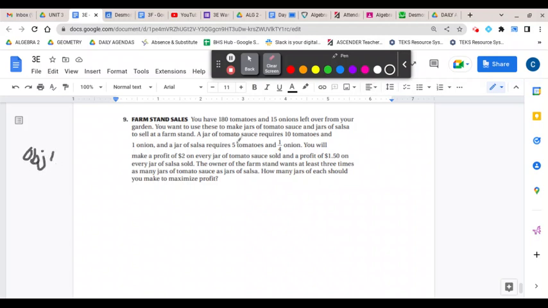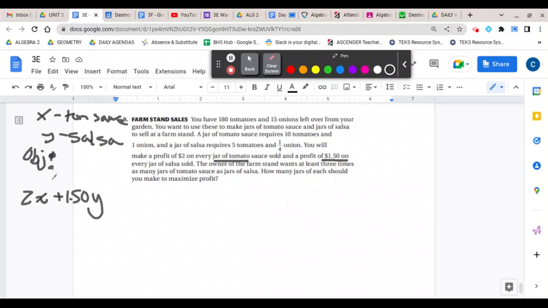Our objective function is profit. So $2 profit on every jar of tomato sauce, $1.50 profit on a jar of salsa. So our objective function is going to be $2 for a jar of tomato sauce, which we'll call X, and $1.50 Y. So X is going to be tomato sauce, and Y is going to be salsa.